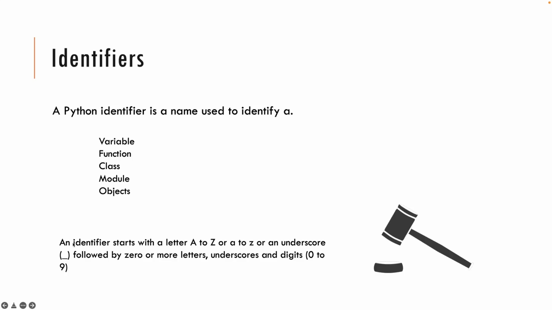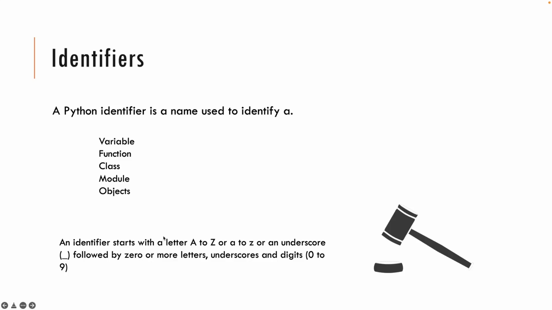The rules for the identifier are: it should start with an alphabet, and it may contain numerics and an underscore. It should not start with a numeric digit. Got it?